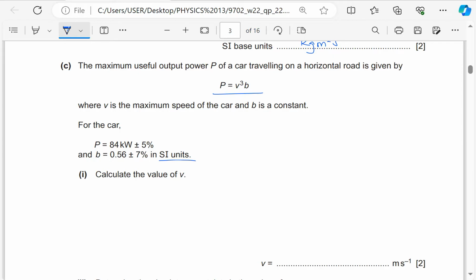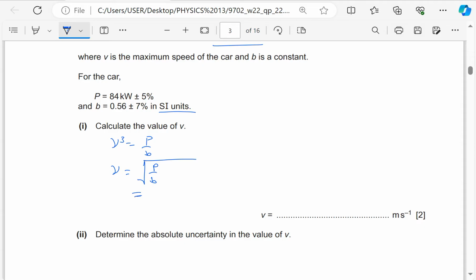So I'll make V the subject here. V cubed is going to be P divided by B, which means V is going to be the cube root of P divided by B. So I'll make a substitution: the cube root of 84,000 divided by B, which is 0.56.